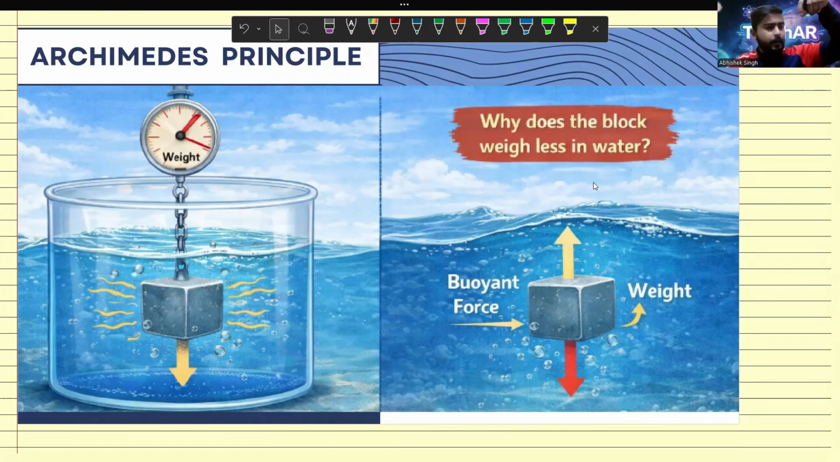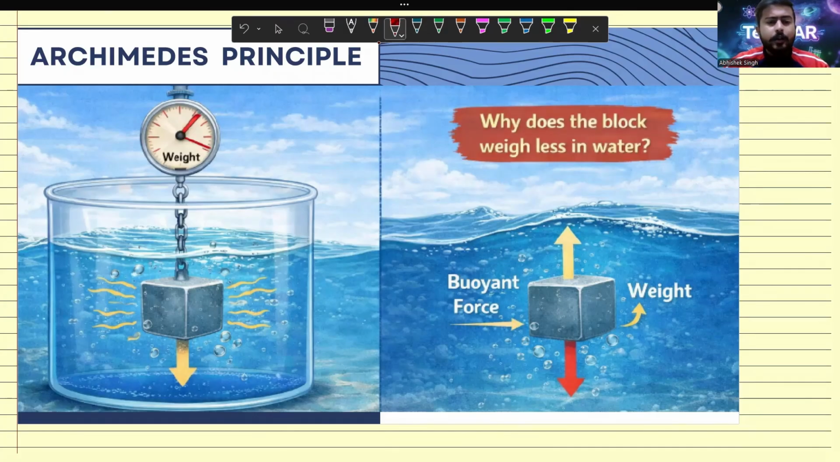If you weigh it in air, with the help of a spring balance or a beam balance, you could see that the weight was more. But when you put the same object in a liquid and then use the spring balance, you will see that there is a reduction in its weight. The weight has been reduced when you put it in a liquid. What is the reason behind it?